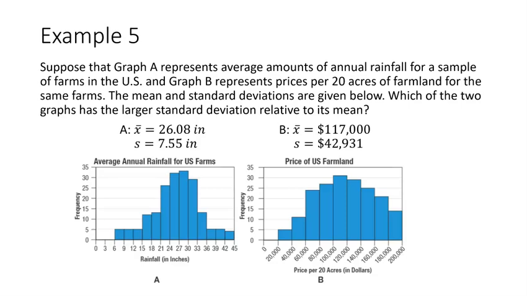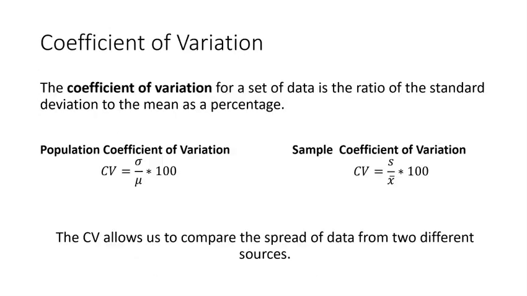However, in our next example, example 5, we're going to be looking at comparing rainfall and farmland. Well, rainfall is measured typically in inches. But yet land, specifically the price of land, is measured in dollars. So if I tried to compare these, because they are in different labels, it's not as easy. So before we do example 5, we need to back up and talk about the coefficient of variation.